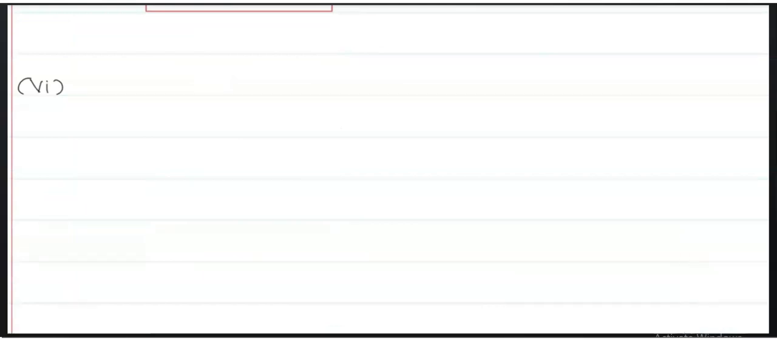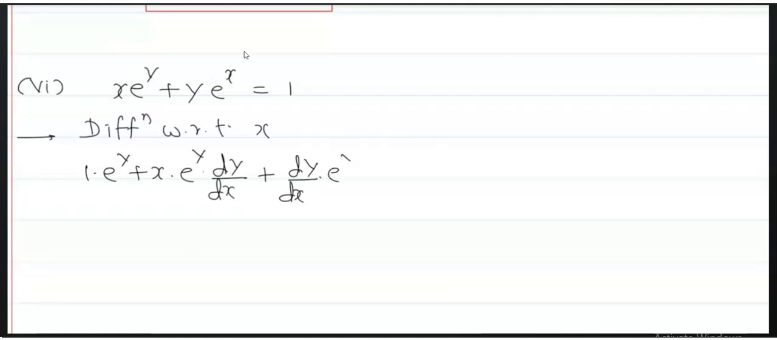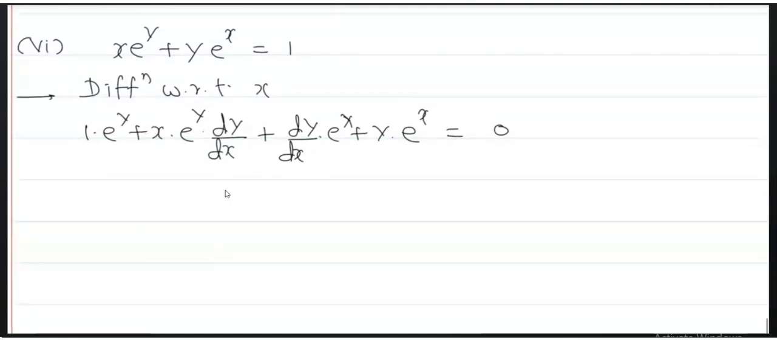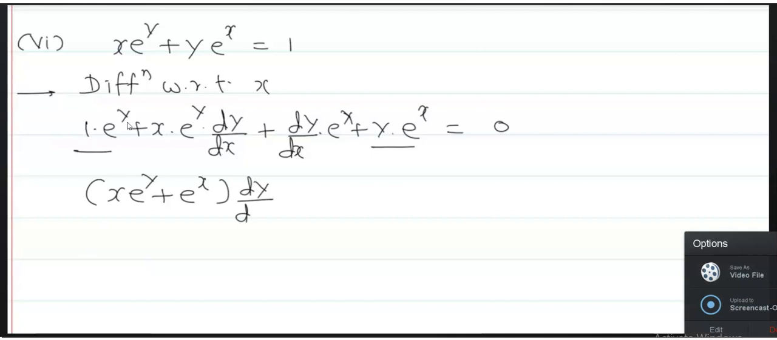6. x into e raised to y plus y into e raised to x is equal to 1. Now differentiate this with respect to x. Derivative of x is 1 into e raised to y, into e raised to x, apply the product rule. That is, x into e raised to y into dy by dx plus y into, both of them have the product rule. See this again. Derivative of x is 1 into e raised to y.